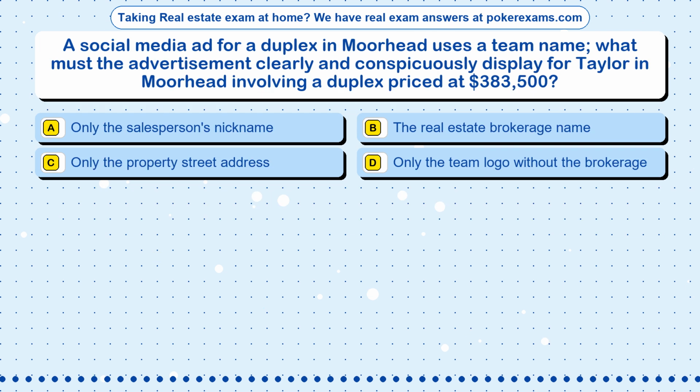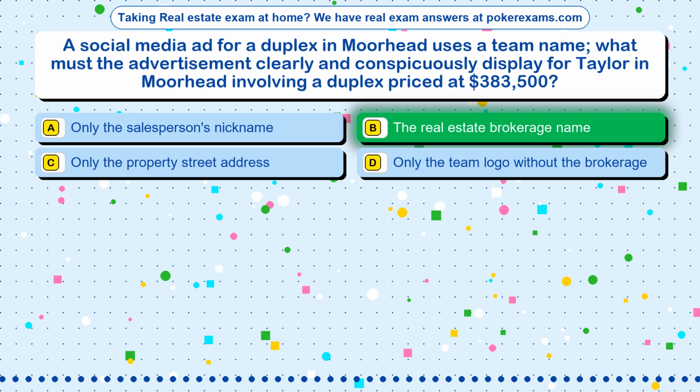Question 42. A social media ad for a duplex in Moorhead uses a team name. What must the advertisement clearly and conspicuously display for Taylor in Moorhead involving a duplex priced at $383,500? Option A. Only the salesperson's nickname. Option B. The real estate brokerage name. Option C. Only the property street address. Option D. Only the team logo without the brokerage.